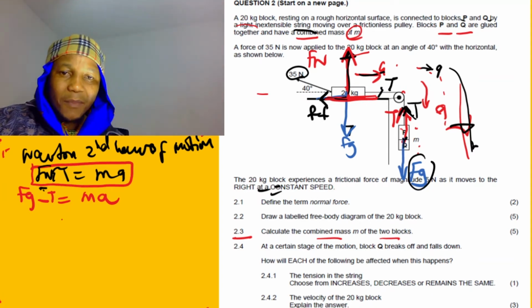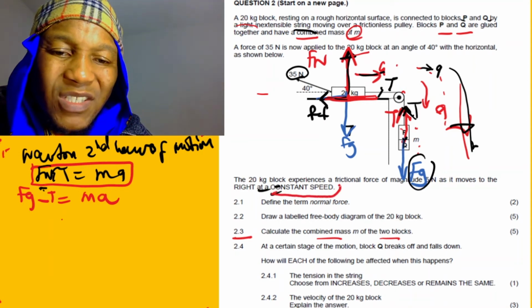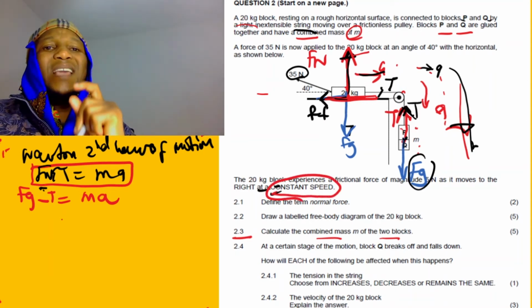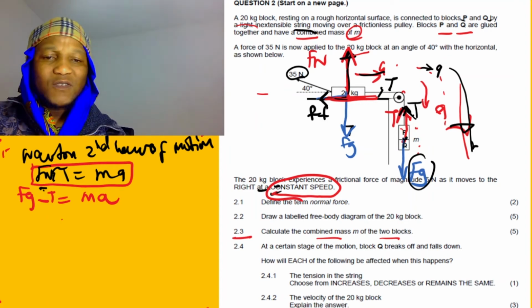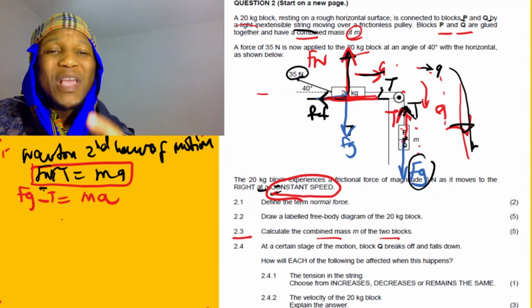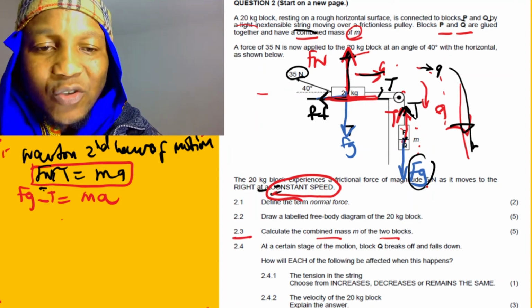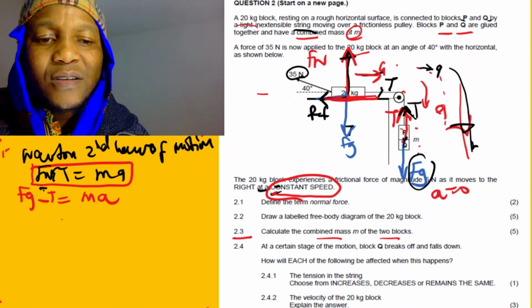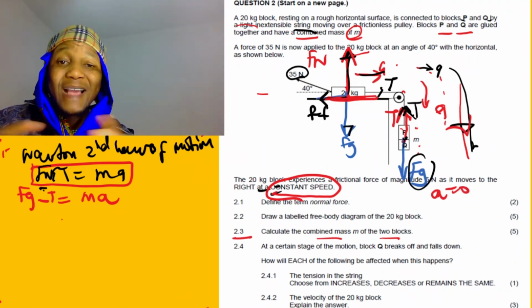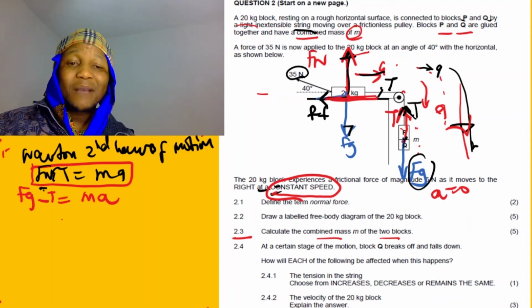But look, they mention something. They say this stuff moves with a constant speed. Whenever an object either moves with a constant speed, or if it's stationary, acceleration equals 0. No acceleration. Let's say it again. You need to memorize this, okay? But I'm going to explain to you how this comes about.